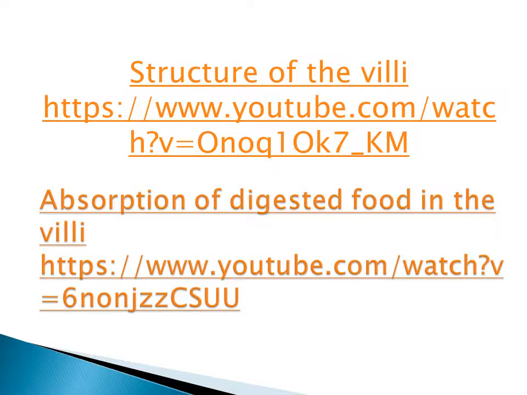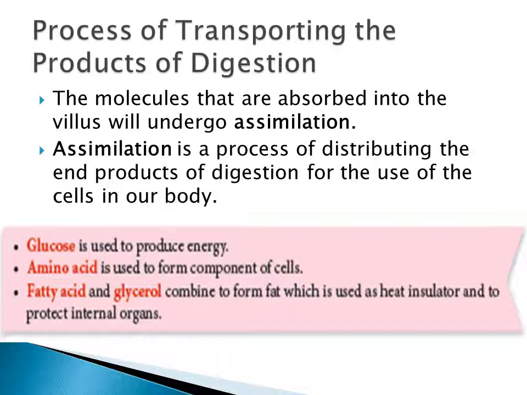So the process of transporting the products of digestion starts in the villi, where small molecules of glucose, amino acid, fatty acid, glycerol, vitamins and minerals are absorbed into the villus, and they will undergo a process which we call assimilation. Assimilation is a process of distributing the end products of digestion for the use of the cells in our body.